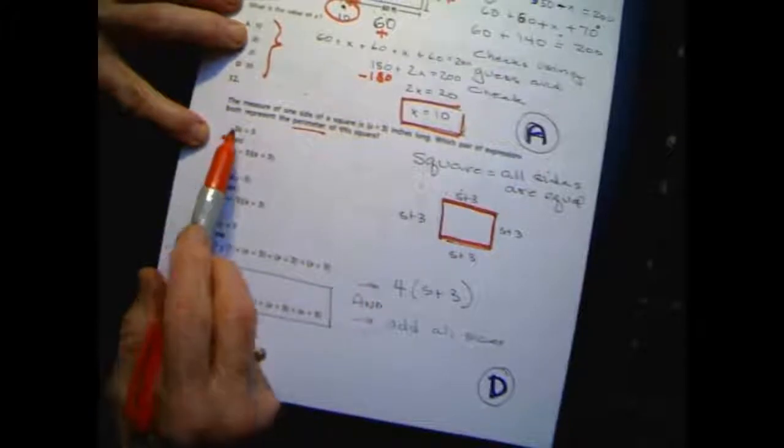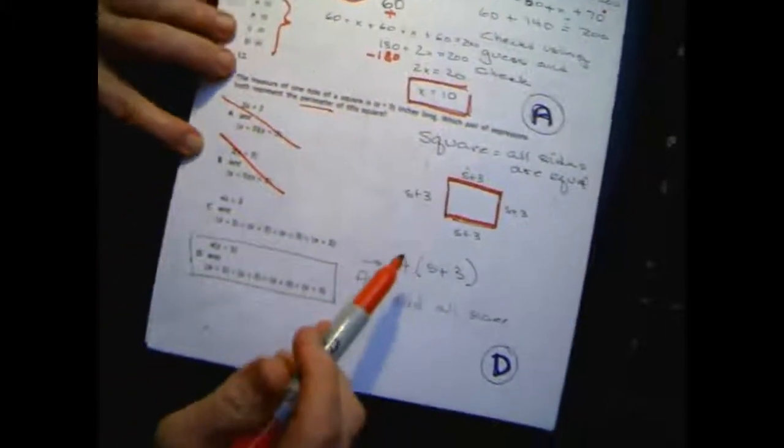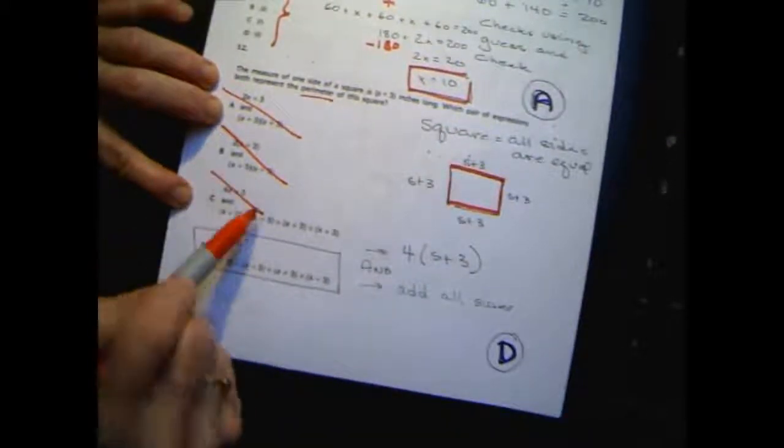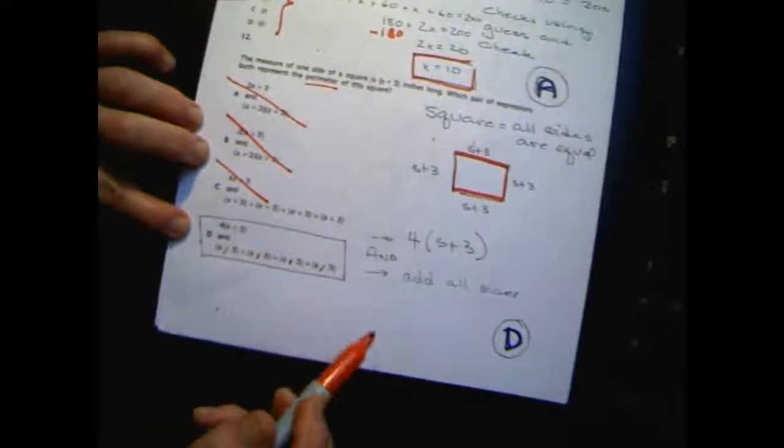So look at this, 2s, no, makes no sense. 2 times s plus 3, nope, there are 4 sides. 4s plus 3 makes no sense either because I have 4 sides. By process of elimination, you can get down to D, which just says 4 times the number of sides, or 1 side plus 1 side plus 1 side plus 1 side, and the correct answer is D.